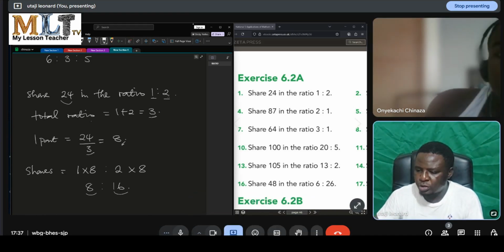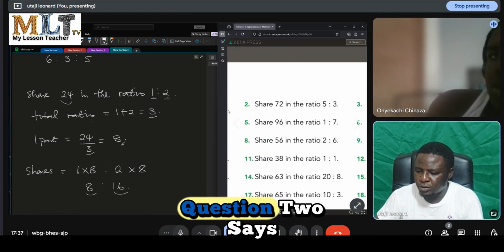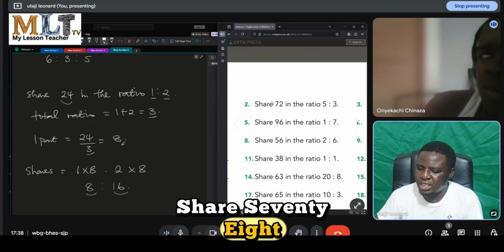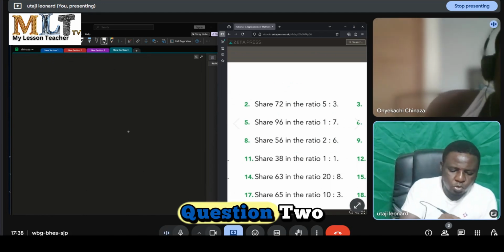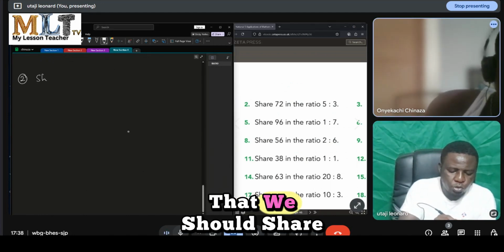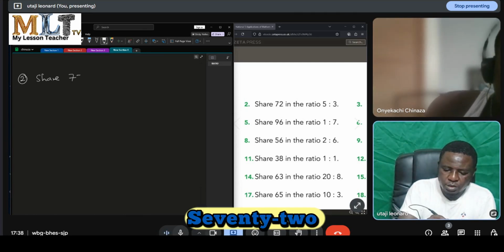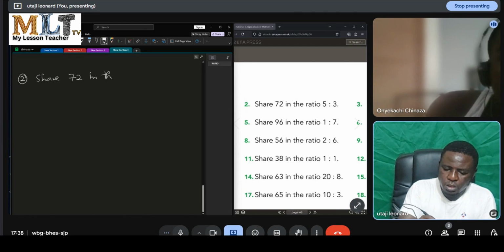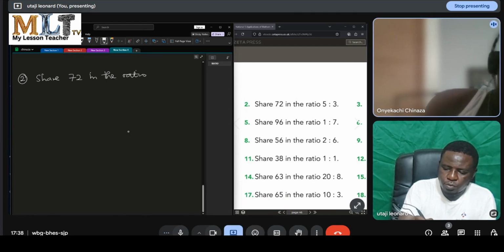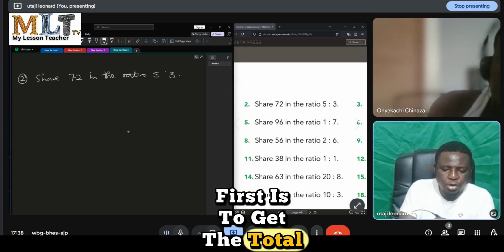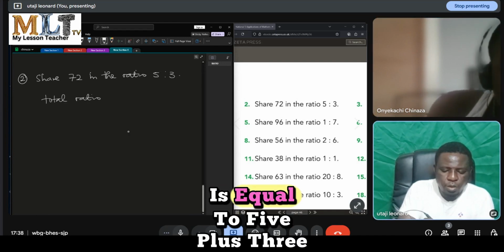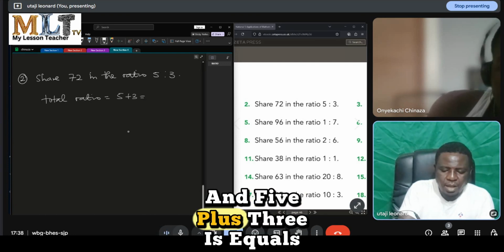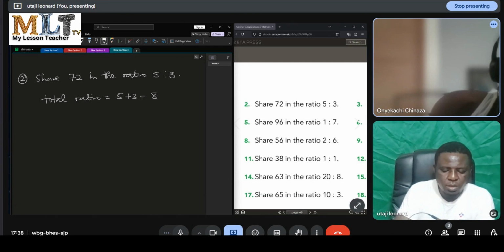Yes. Let's solve another one, you will understand better. Question 2 says we should share 72 in the ratio 5 to 3. So what do we do first? Get the total ratio, right? So the total ratio is equal to 5 plus 3. And 5 plus 3 is equal to what? 8. Right?